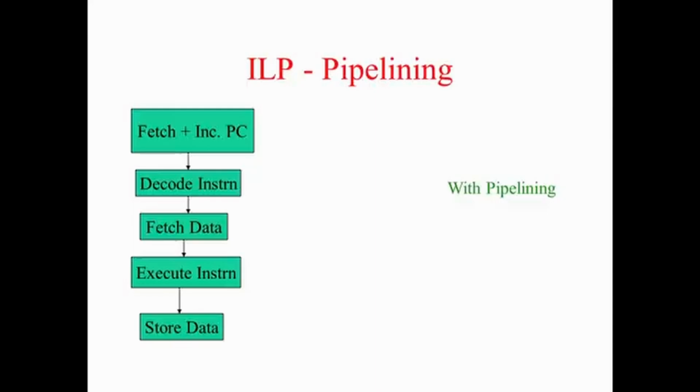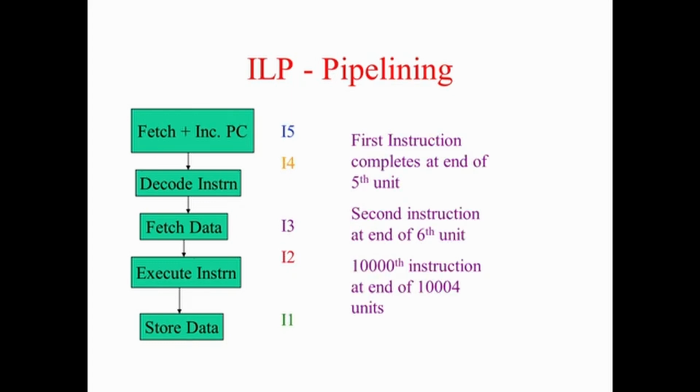Similarly, the same concept is seen here with pipelining. Say I1 is fetched. When I1 is decoded, I2 is fetched. When I1's data is fetched, I2 is decoded, and I3 is fetched. When I1 is executed, I2's data is fetched, I3 is decoded, and I4 is fetched. When I1 completes and its result is stored, I2 is getting executed, I3's data is being fetched, I4 is decoded, and I5 is fetched.